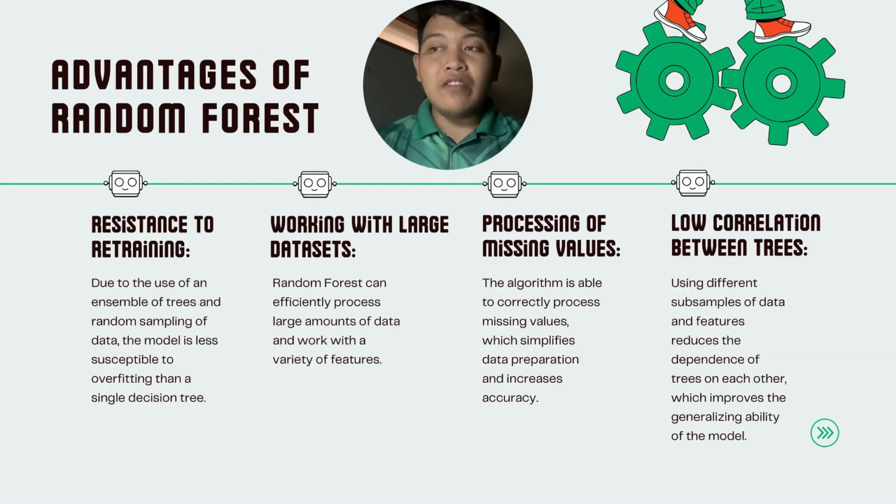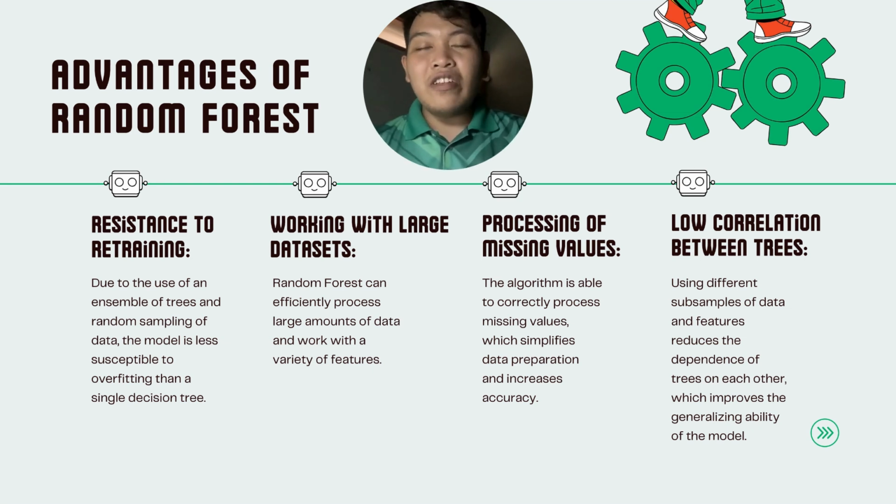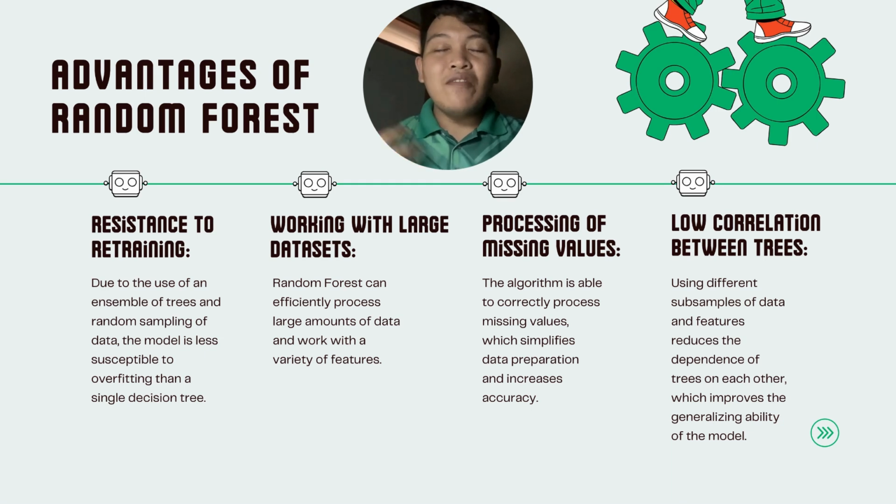These are four advantages of random forest. The first one is resistance to overfitting. The second one is working with large datasets. The third one is processing missing values, and the last one is low correlation between trees. So as we can see, the advantage is mostly that we can easily handle missing values and easily find patterns in the datasets. It is easy to understand, and it is very resistant to overfitting, so we can easily learn and produce the random forest.